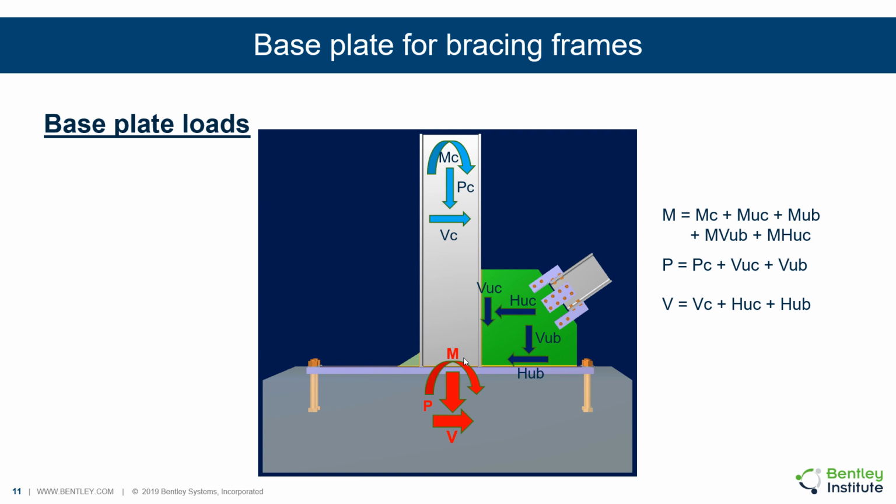In this case, the moment will be just the column moment plus the interface moments, which in most cases are 0, plus the moment caused by the vertical force in the gusset to base plate interface, plus the moment caused by the horizontal force in the gusset to column interface. The axial and the shear loads are just the sum of all vertical and horizontal forces of the system.